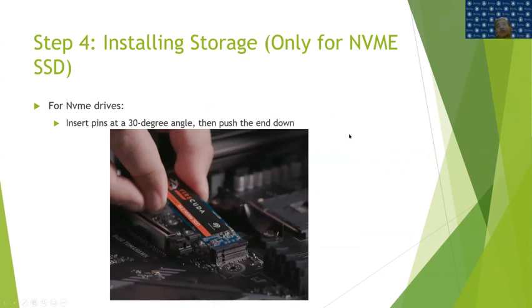So the fourth step is to install the storage, and this is only if you have the NVMe SSDs, in which case it's better to install it first. For the NVMe drives, you'll want to first locate the connector on the motherboard, and then insert the pins into that connector at a 30-degree angle like this. Once you have that done, push the end all the way down to the motherboard to make sure it's flat. And then while it's seated like that, you can screw in the SSD in order to secure it in place.